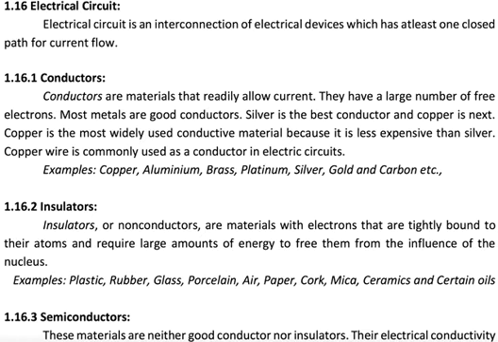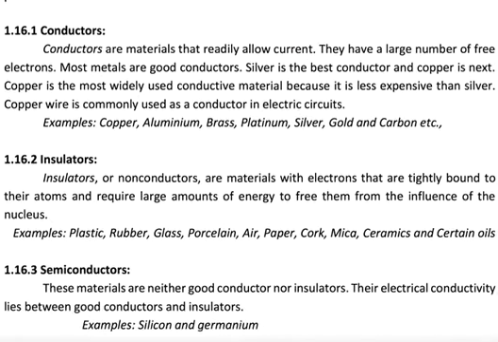Conductors are materials that readily allow current. They have a large number of free electrons. Most metals are good conductors. Silver is the best conductor and copper is next. Copper is the most widely used conductive material because it is less expensive than silver. Copper wire is commonly used as a conductor in electric circuits. Examples of conducting materials are copper, aluminum, brass, platinum, silver, gold, and carbon.